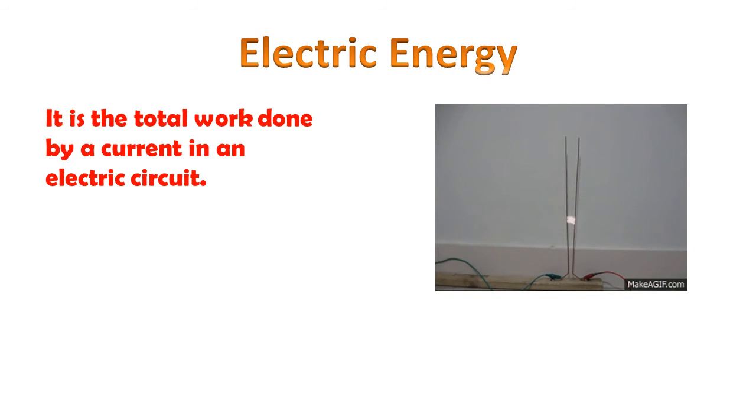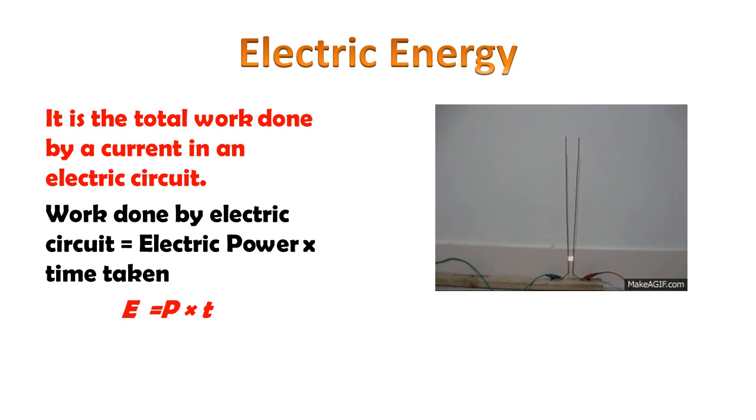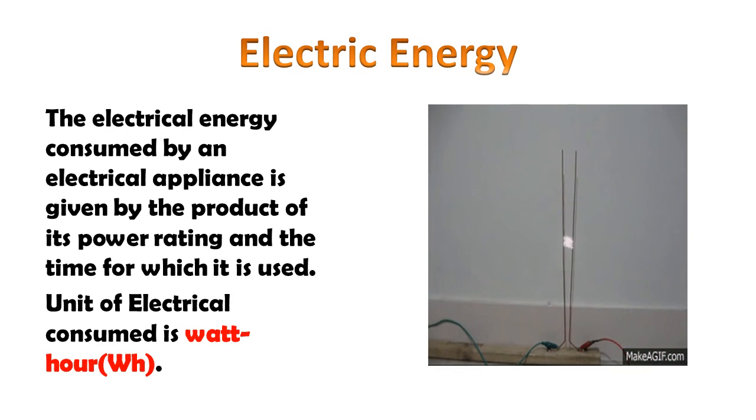Electrical energy, it is the total work done by current in an electric circuit. Work done by an electric circuit equals electric power into time taken, that is E equals P into t. Its unit is watt hour. 1 watt hour is the amount of electrical energy consumed when an electric appliance of 1 watt power is used for an hour.